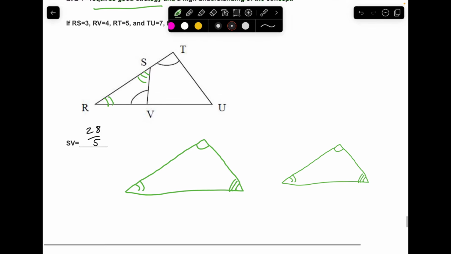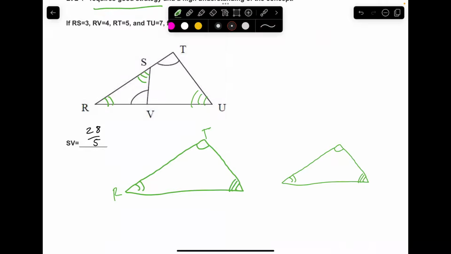The big triangle, the 2 arc is R. The 1 arc is T. And the triple arc is U. The small triangle, the 2 arc is R. The 1 arc is V. And the 3 arc is S. So S and V switched. They flipped. And you have to account for that, and that's what makes these so hard.